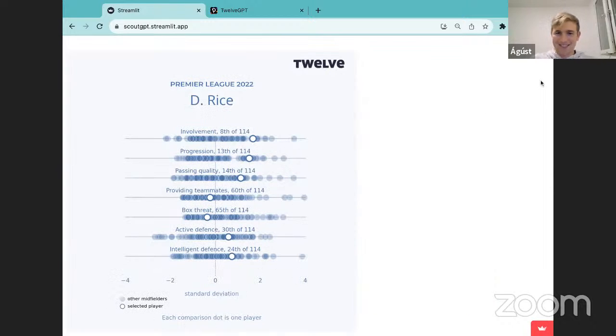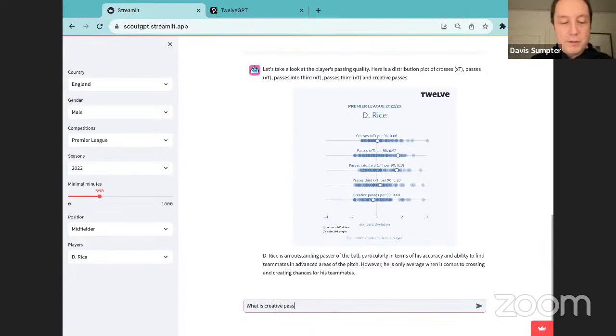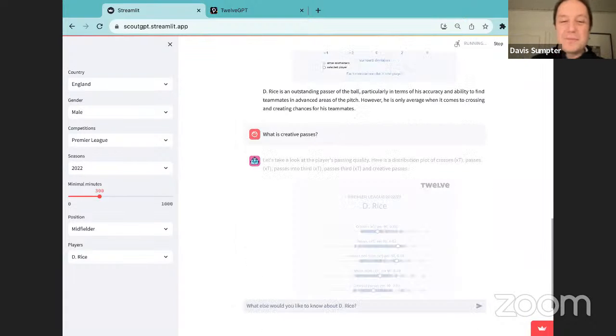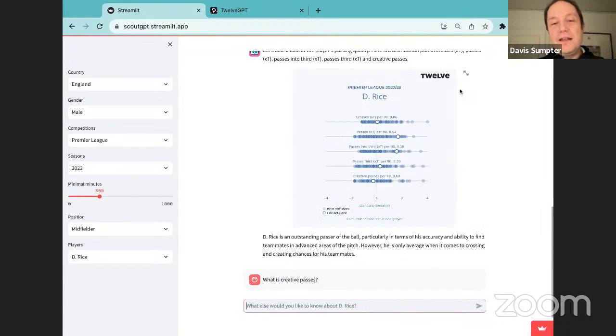Yes, exactly. Maybe you can go one step further, David. You have the metrics there, but maybe you're not sure what the metric is measuring. If you ask it, what is creative passes, for example, then it can even tell you. Exactly. What are creative passes? It doesn't bother about grammar so much. It gets it right. Creative passes is a metric used to measure a player's passing quality. It's defined as the number of assists, key passes, shot assists, and second assists adjusted by possession. However, there is no information... Well, I think there is information right on Declan Rice's page. So you can actually see that information. It gets a few things a little bit mixed up, but it has all of that information in the pictures, for example.